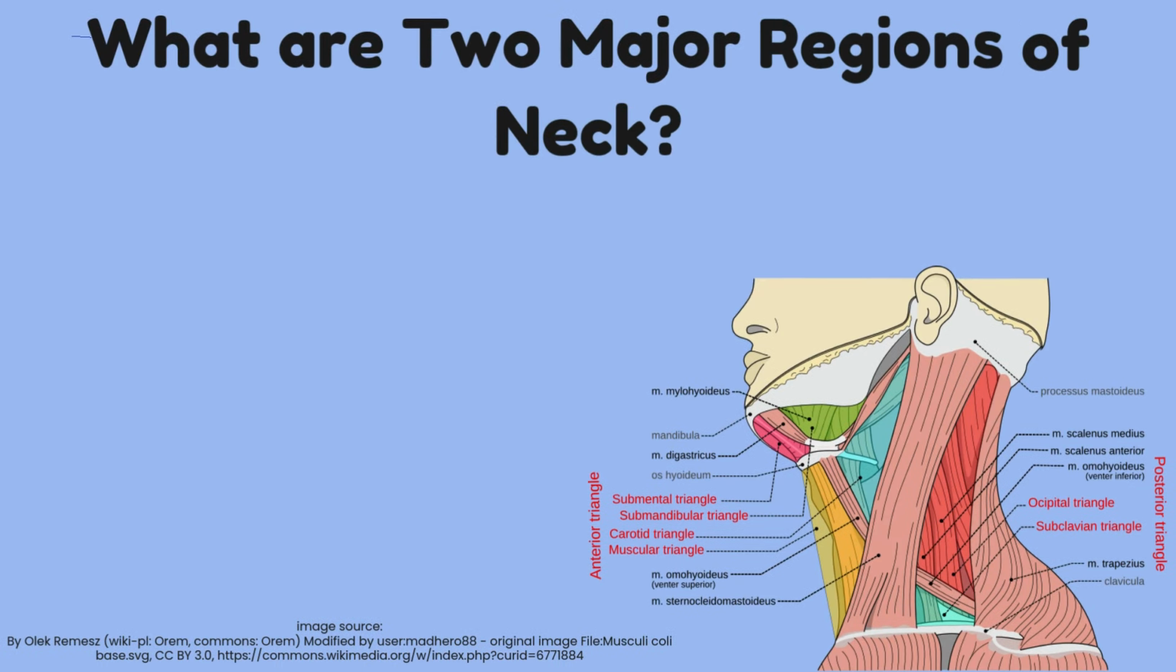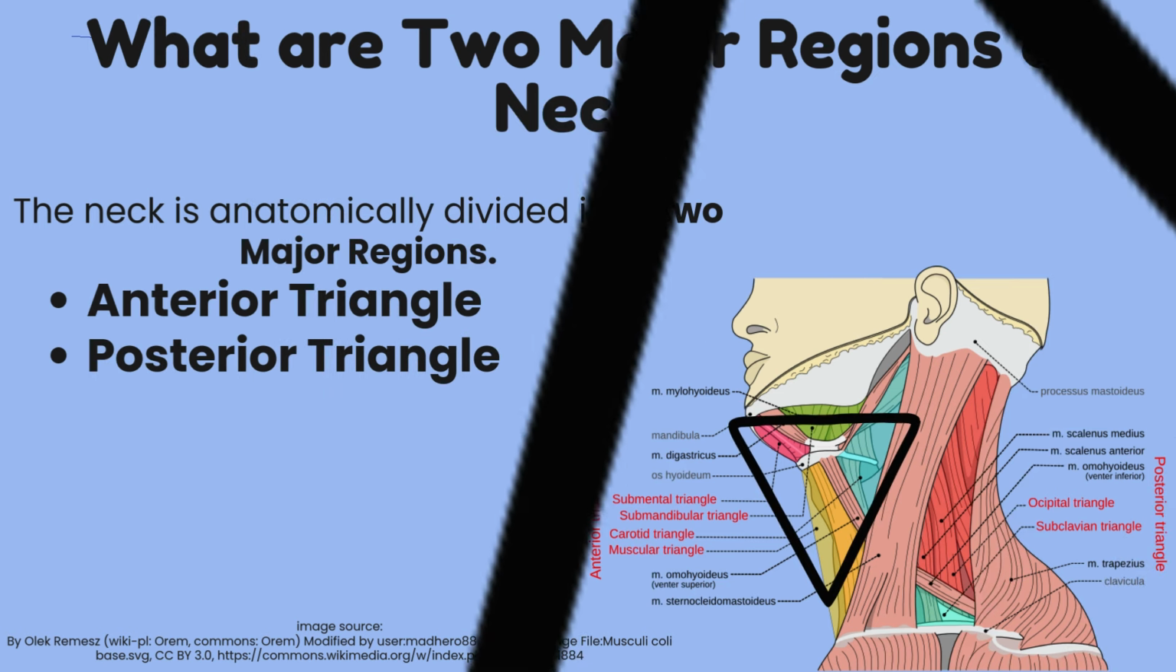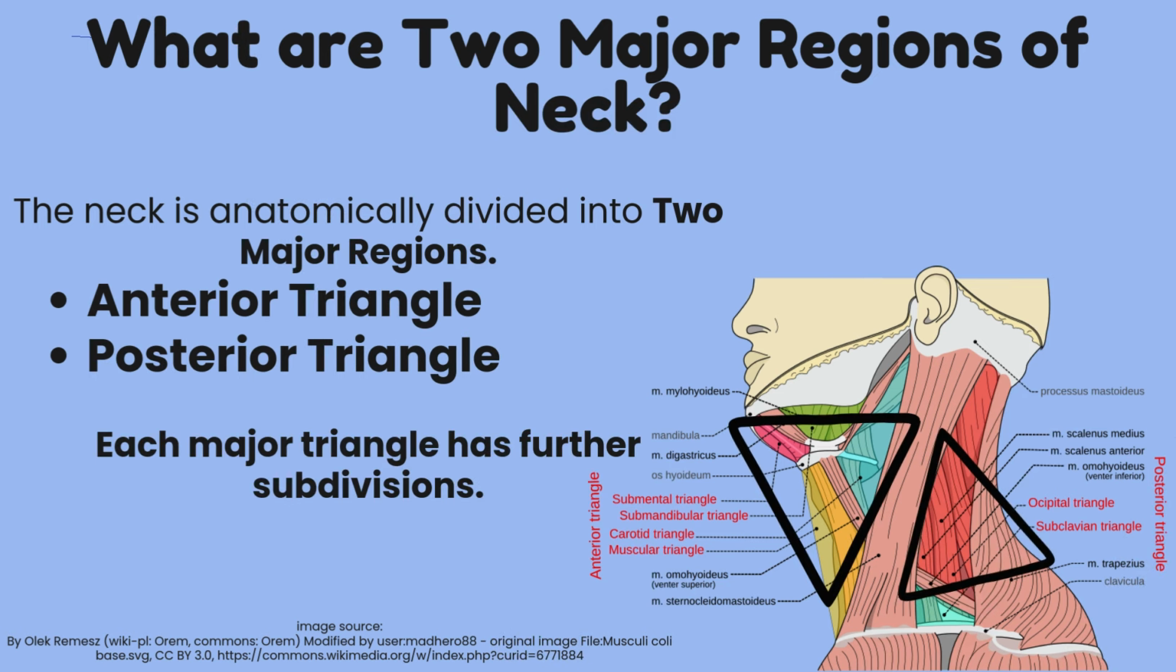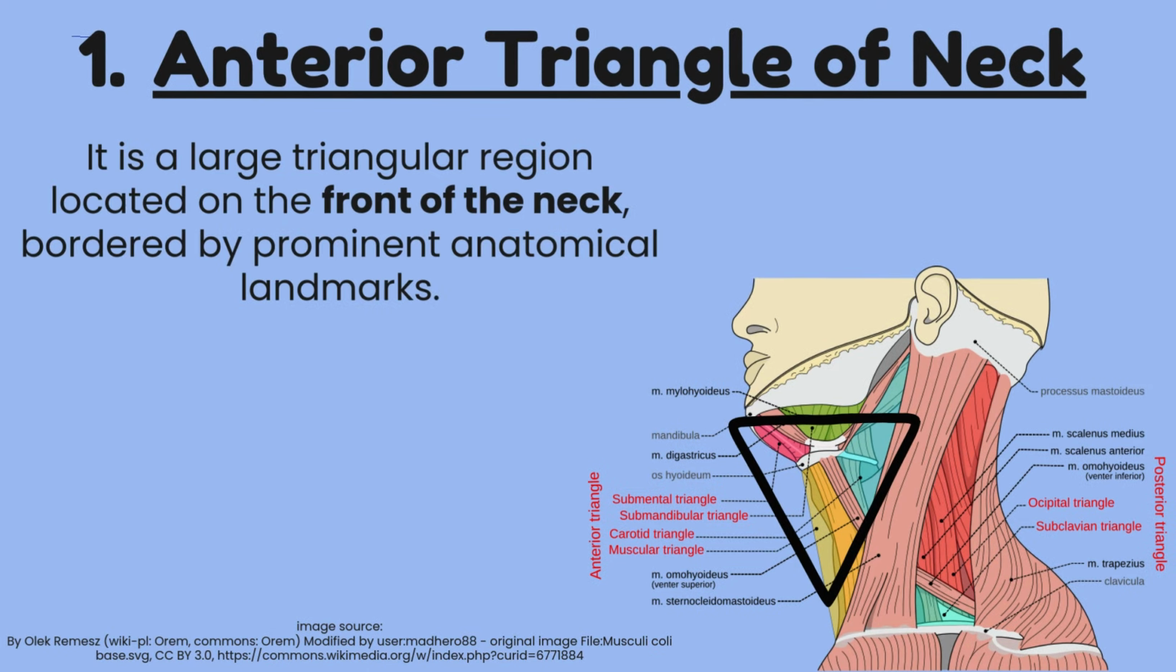What are the two major regions of the neck? The neck is anatomically divided into two major regions: the anterior triangle and the posterior triangle. Each major triangle has further subdivisions. Number 1. Anterior triangle of the neck. It is a large triangular region located on the front of the neck, bordered by prominent anatomical landmarks.